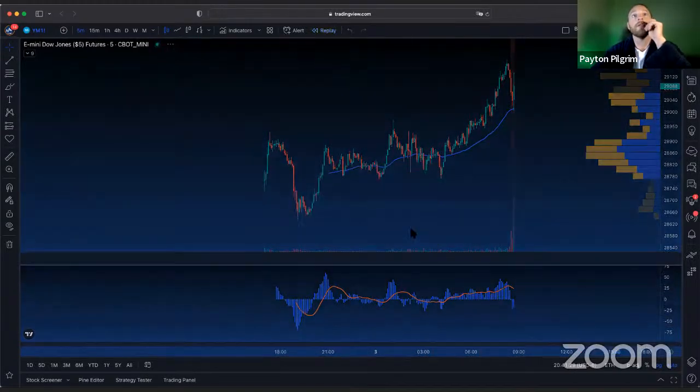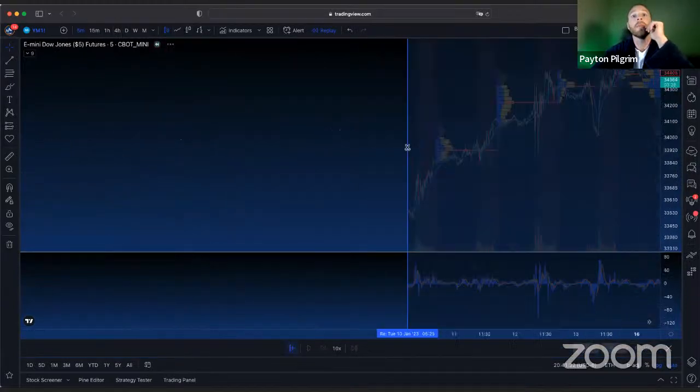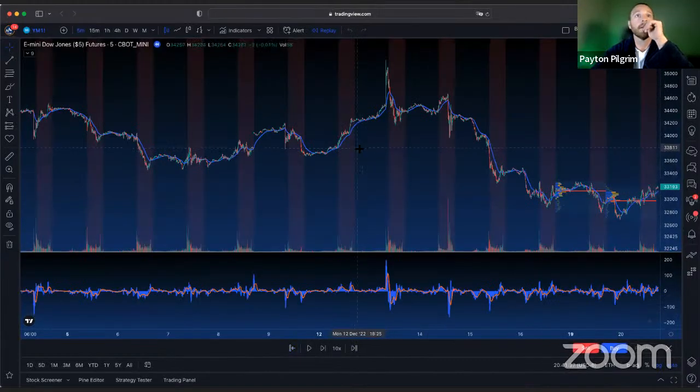Goodness gracious, TradingView. That's a piece of crap because I paid a lot of money for this. So let me just stop right here, and I guess we can just back test this.